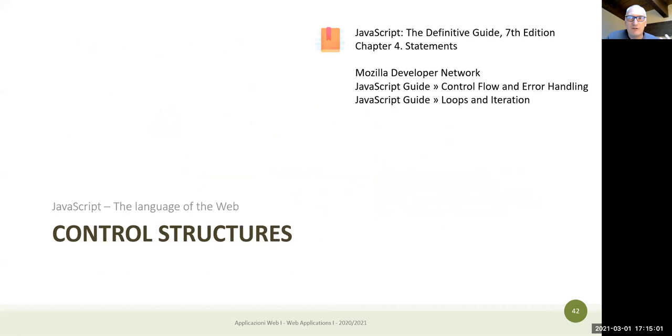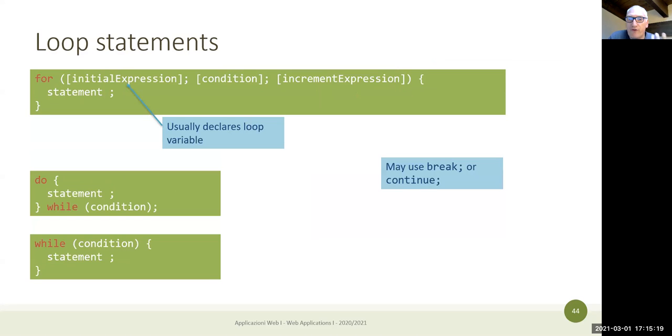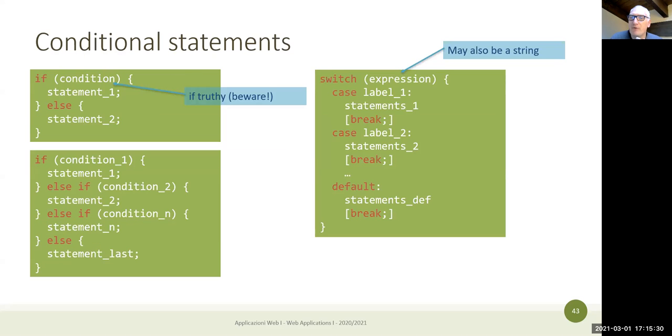Also, the control structures of the language, I'm going quite fast because there's nothing new here, are the same as we are accustomed to from C or from Java. We have the if, we have the switch, and so on. The for, the do, the while, like in C, basically. You can use break and continue in the loops and so on. There's only a strange note here that they wrote the condition is truthy.